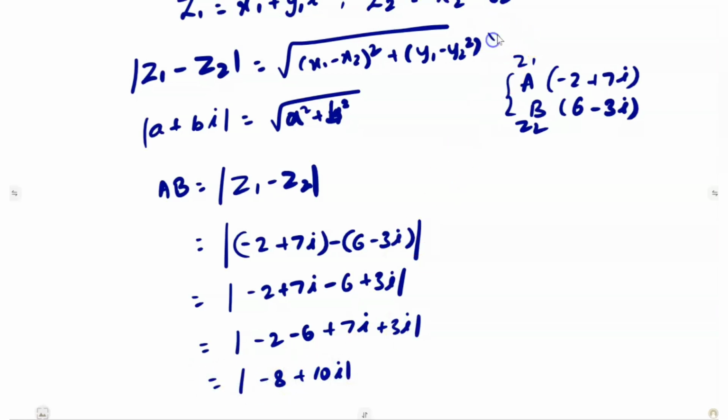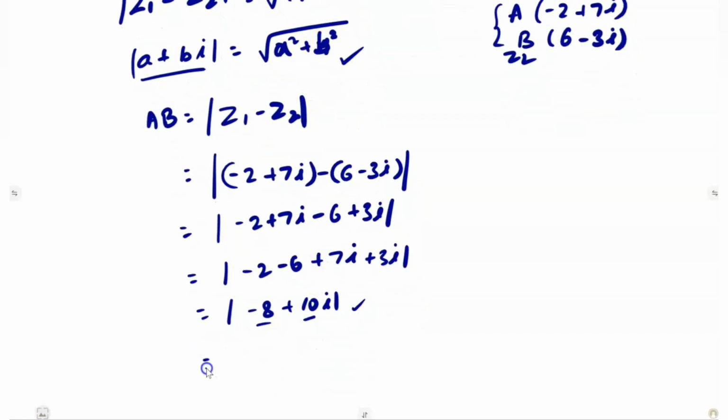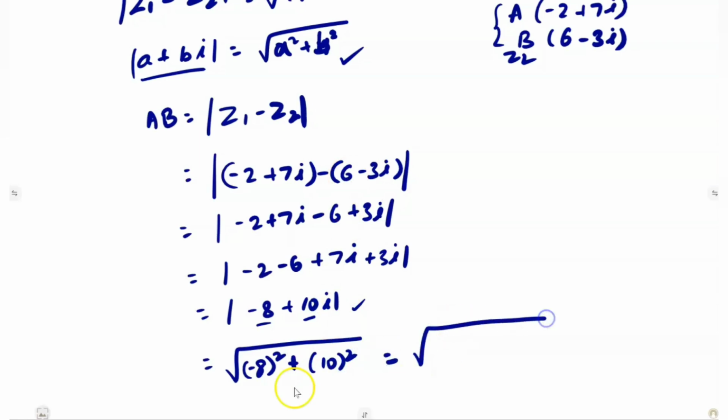So we need not use this first formula now. Directly we can go with z1 minus z2 and then use this formula. It's so simple to do that. Now we have the number in the form of a plus bi shape. This is a, this is b. Now I'll write square root of a square plus b square. Square root of a square means -8 whole square plus b square means 10 whole square, which we can write as square root of 64 plus 100, which is square root of 164. Let us put it into simplest form.